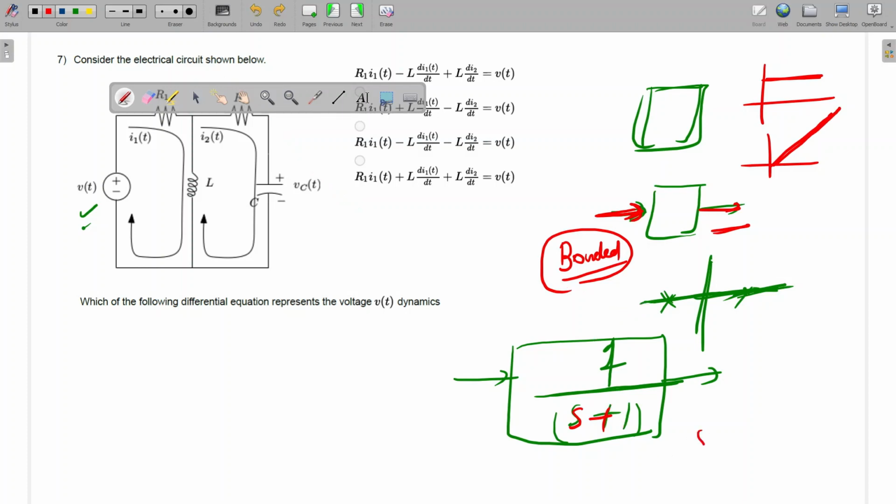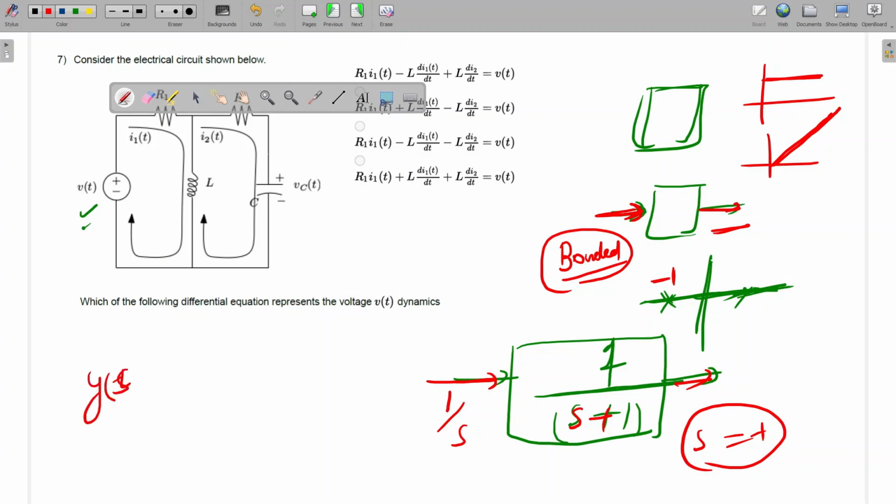The pole is at s equal to -1. That -1 is in the left hand side. Now I'm applying a step input. For a step input, what is the Laplace transform? 1 by s. So if we apply this, what will the output be?